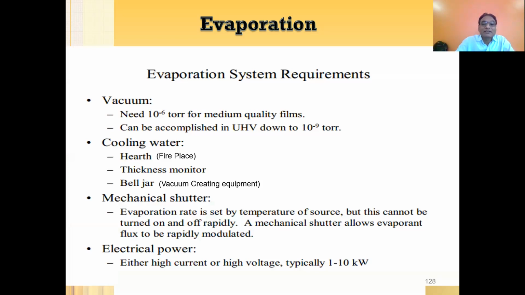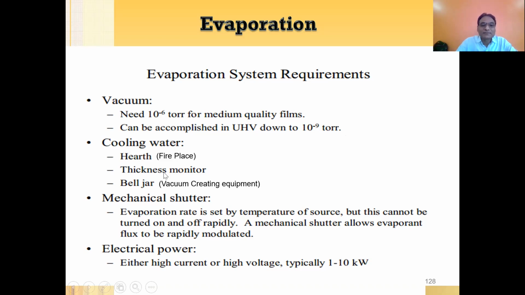These are different evaporation system requirements. You need to have a vacuum, because whatever the space you are having, you need to create a vacuum there. And you need 10 to the power minus 6 torr for medium quality films, and it can be accomplished in ultra high vacuum as well. It would be 10 to the power minus 9 as well, right? Usually 10 to the power minus 6 is going to be enough.